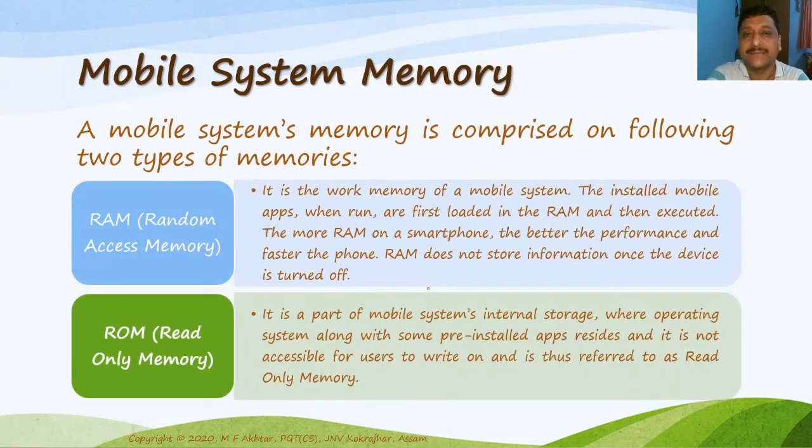Now, this is the mobile system memory system. As compared to the computer, it is almost similar. How is it similar? You can see here. A mobile system memory is comprised of the following two types of memory. What are those? RAM and ROM. Mobile system memory means we are talking about primary memory, the internal memory of the mobile system, which comprises two components, that is RAM and ROM. RAM is random access memory and ROM is read-only memory.